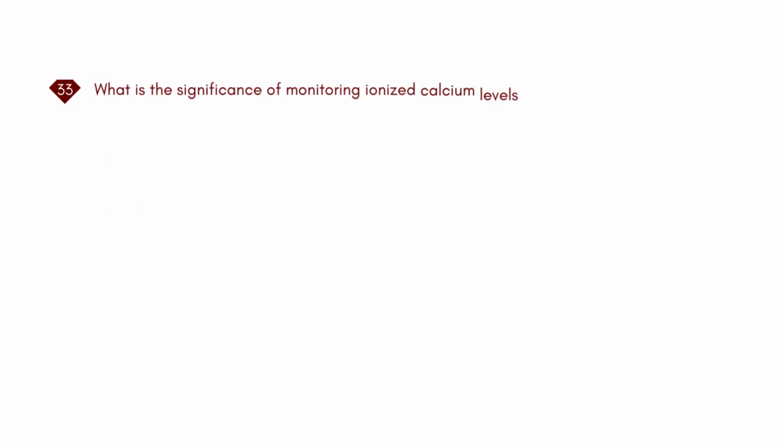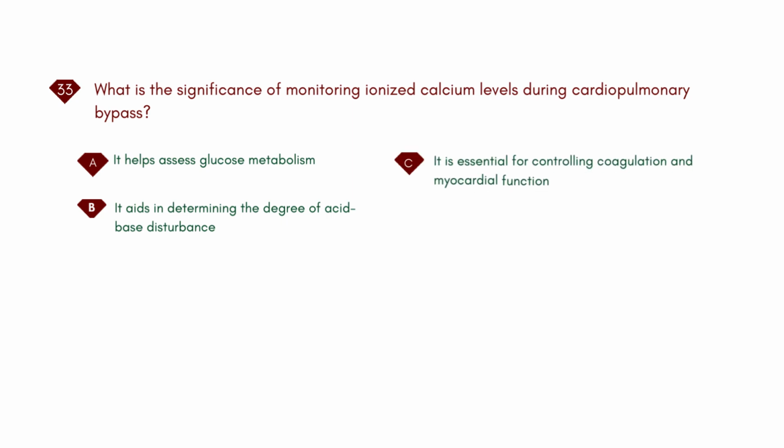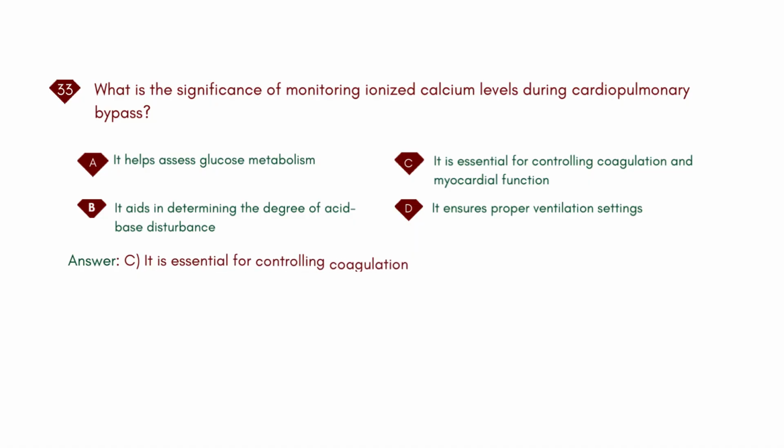What is the significance of monitoring ionized calcium levels during cardiopulmonary bypass? A. It helps assess glucose metabolism. B. It aids in determining the degree of acid-base disturbance. C. It is essential for controlling coagulation and myocardial function. D. It ensures proper ventilation settings. Answer: C. It is essential for controlling coagulation and myocardial function.